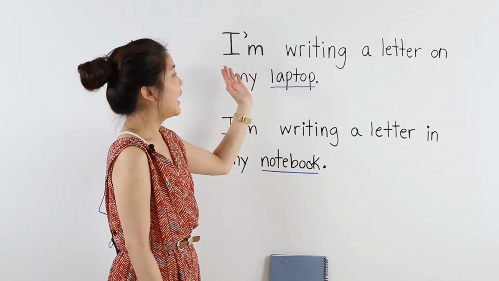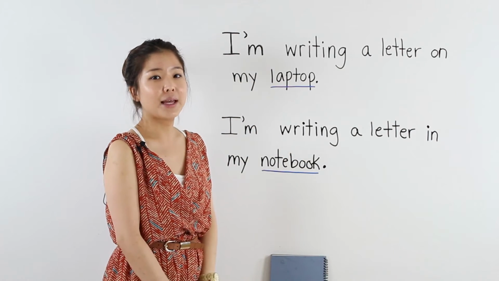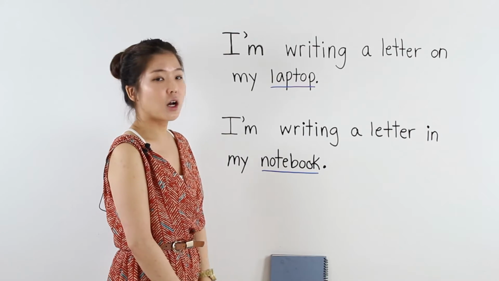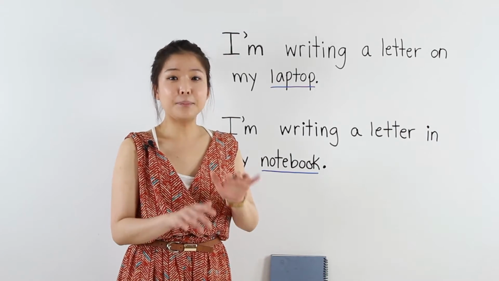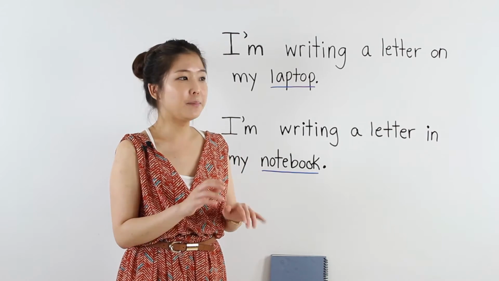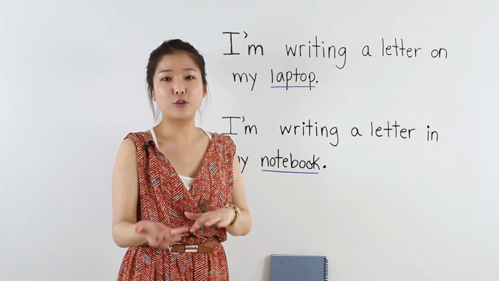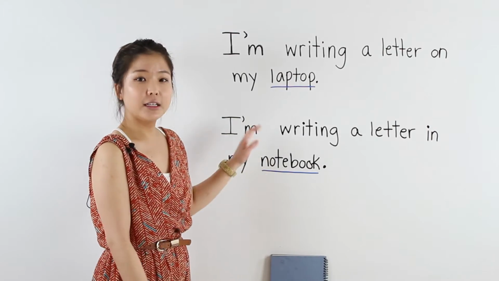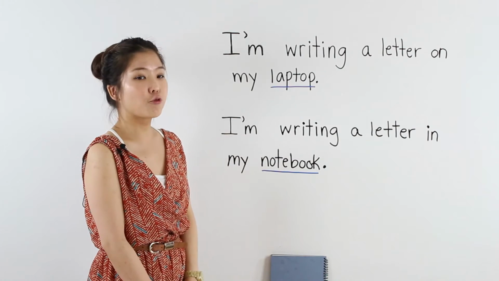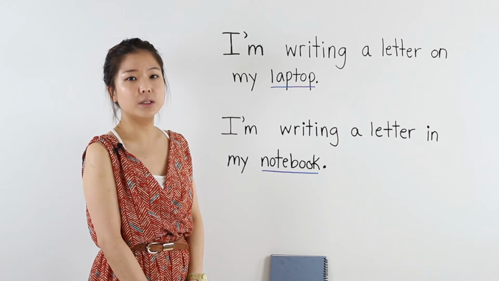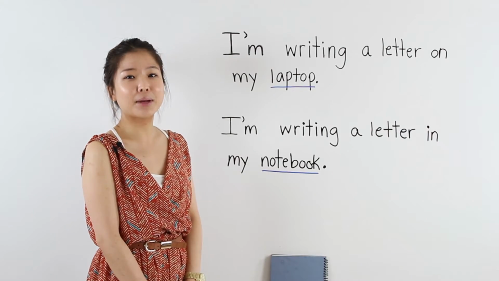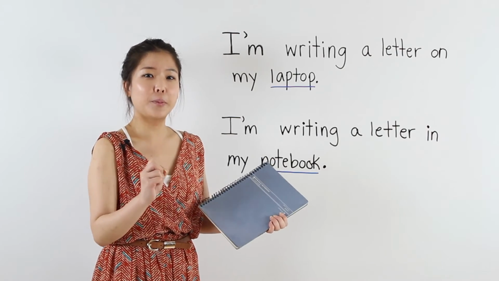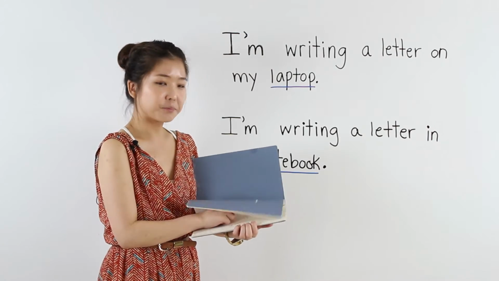Here's the first one. I'm writing a letter on my laptop. That means I'm typing a letter, right? Maybe I'll send it through email, or maybe I'll print it and give it to the person. If we look at the second example sentence, I'm writing a letter in my notebook. This means I'm writing a letter here with a pen or pencil in my notebook, right?